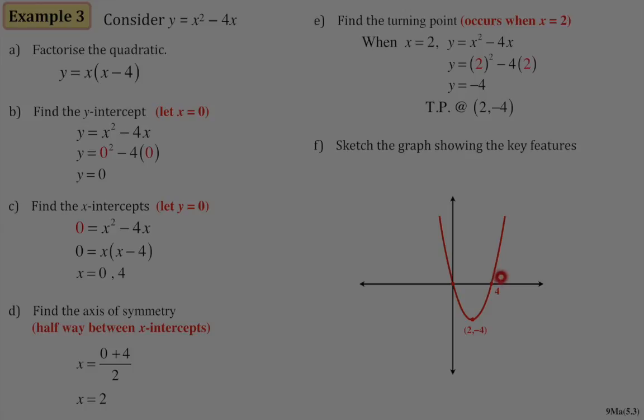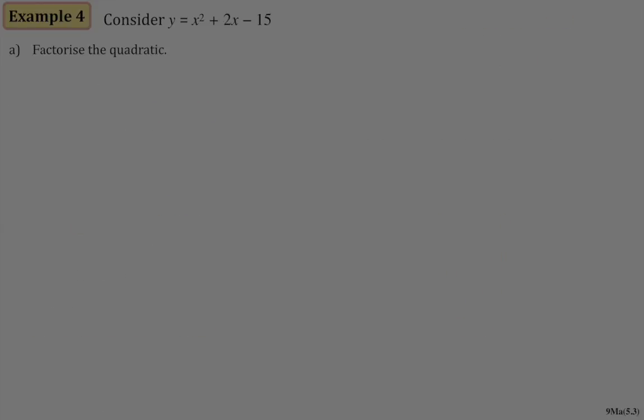Now you'll notice I put the 4 there. You probably should put a 0, but 0 is the only one you can sort of sometimes get away with not putting, but you should have put a 0 there. Let's go to example number 4.